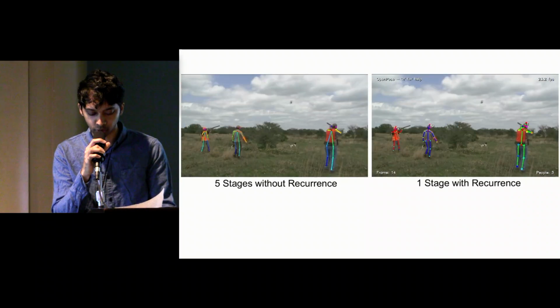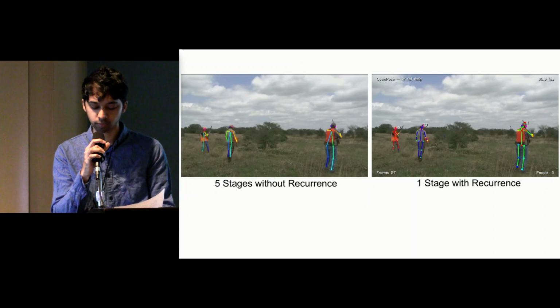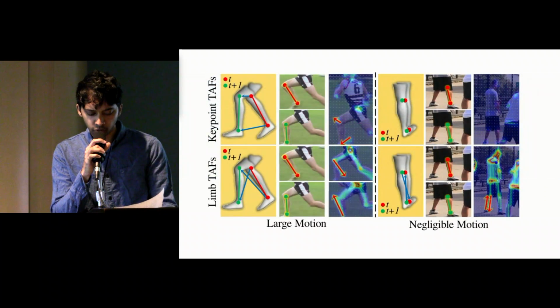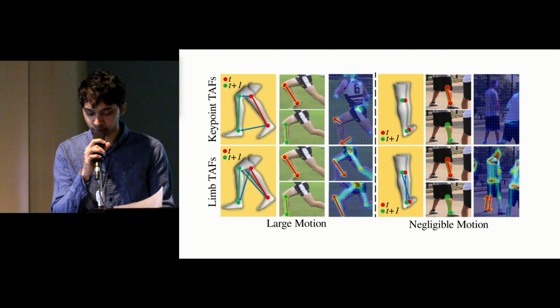One can observe it for this sequence as well. For large motions shown on the left, both key point TAFs and limb TAFs are able to track body parts across time. But with negligible motion shown on the right, key point TAFs become noisy or non-existent, forcing us to use various nearest neighbor thresholds for different scales. With limb-level TAFs, however, negligible motion simply means the TAF collapses into a PAF.